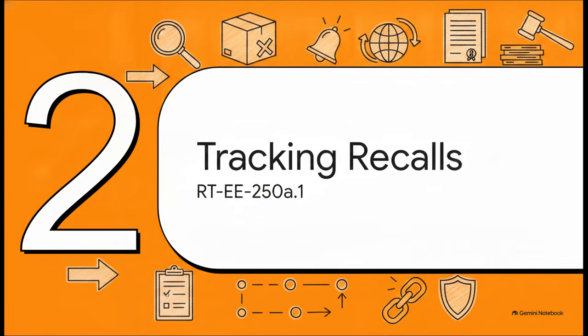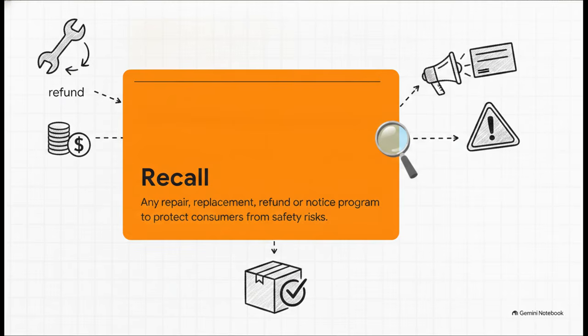Moving right along to section 2, metric 1, tracking recalls. This is where we break down RTE 250A.1. Now, you really want to pay attention to the exact phrasing SASB uses here. A recall isn't just taking a product back in a box. SASB actually defines it as any repair, replacement, refund, or notice program intended to protect consumers. That means even sending out a widespread safety warning label counts as a recall event that triggers this reporting requirement. You've got to make sure you capture all of these operational events.